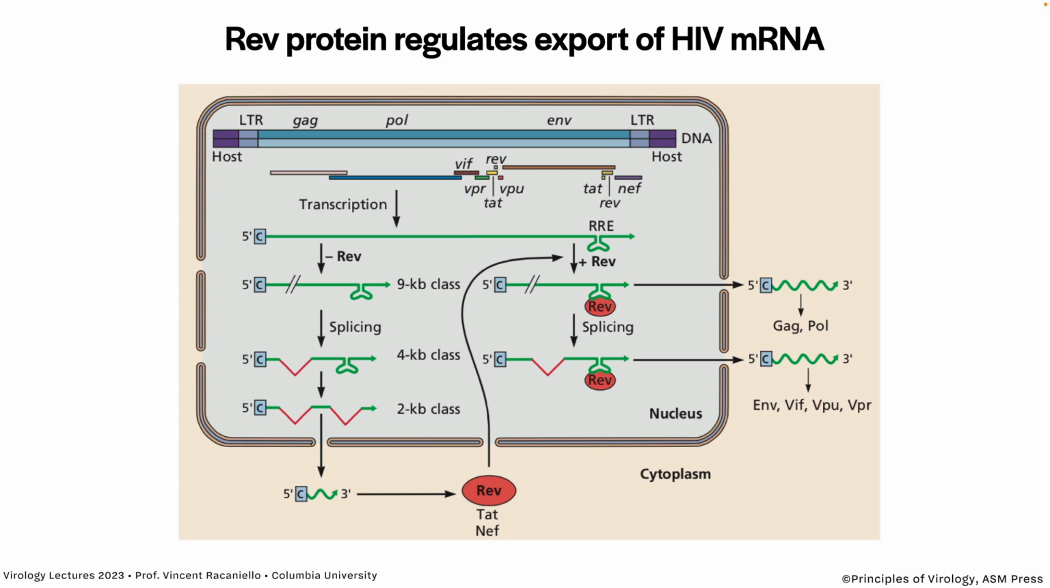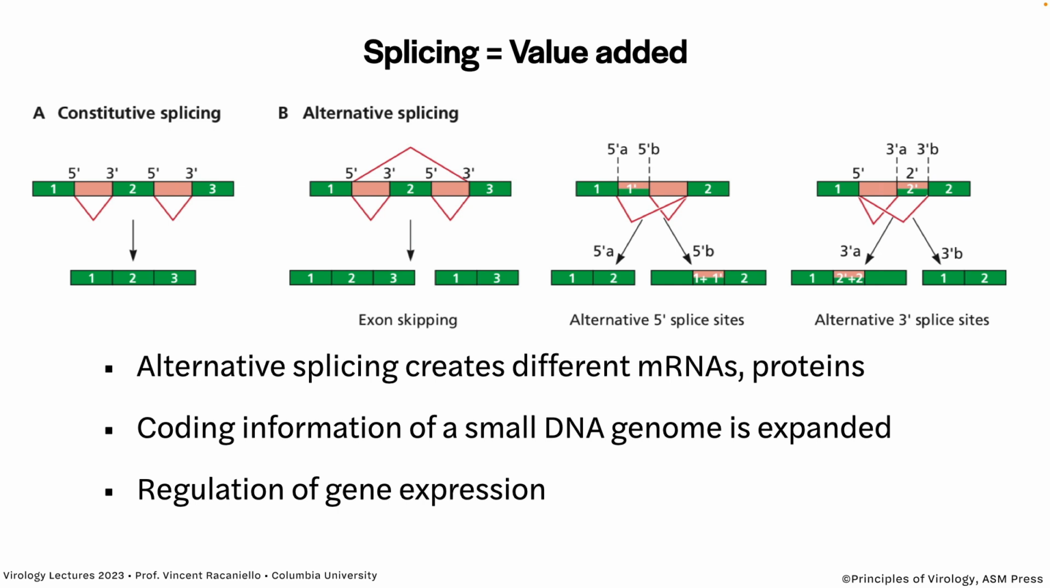So splicing, as you can see, I like to say gives you value added. You can create different mRNAs and different proteins by these alternative ways of splicing, as I mentioned, in different polyA selection sites. So you have a small DNA genome, you can make a lot of proteins. Instead of just having one or two open reading frames, you can splice to make a lot of different proteins.